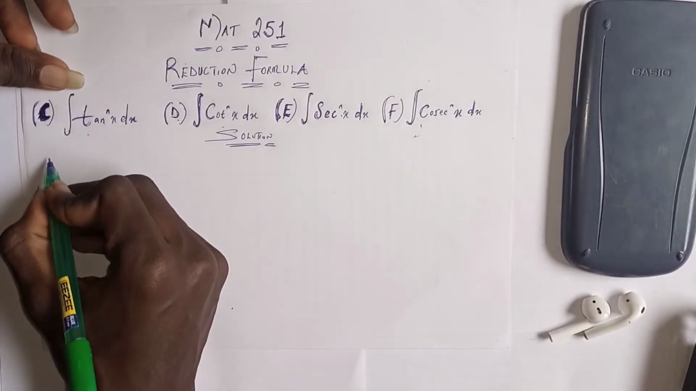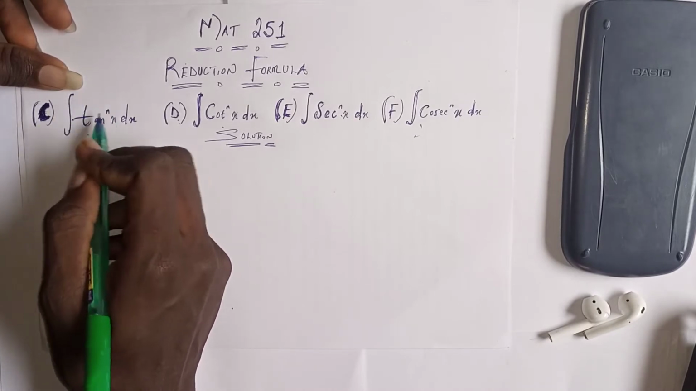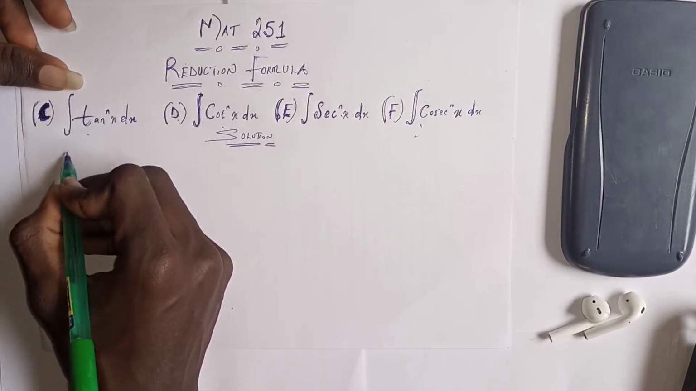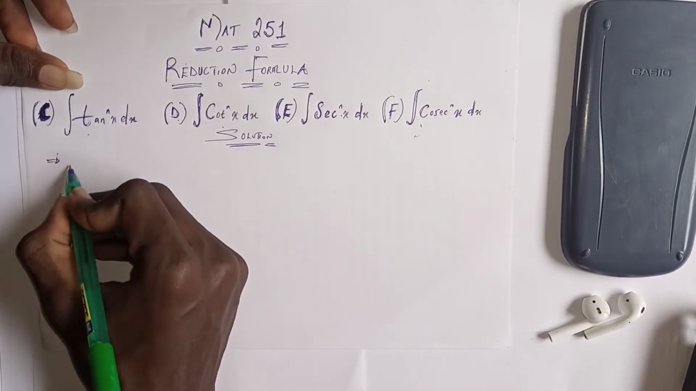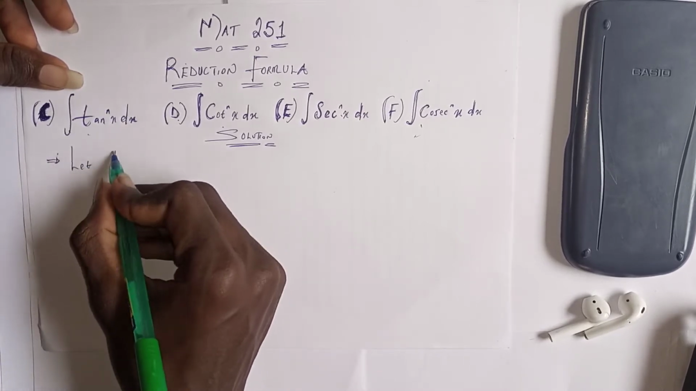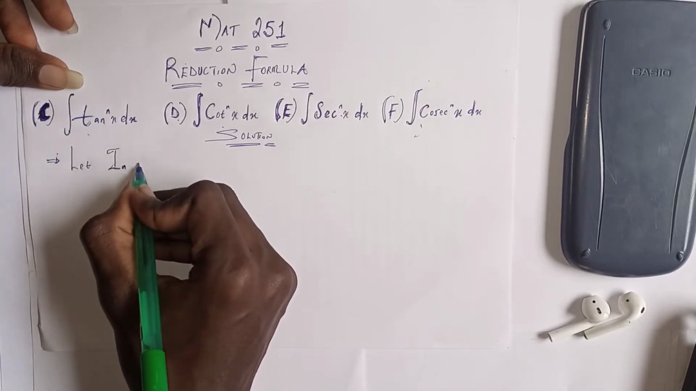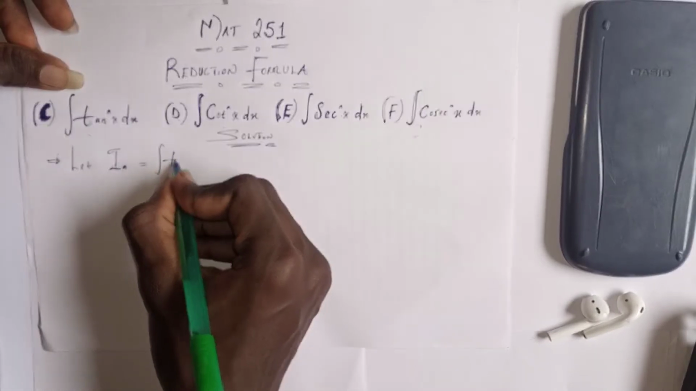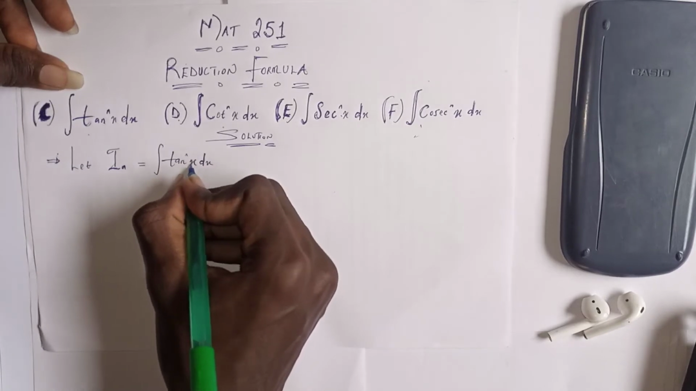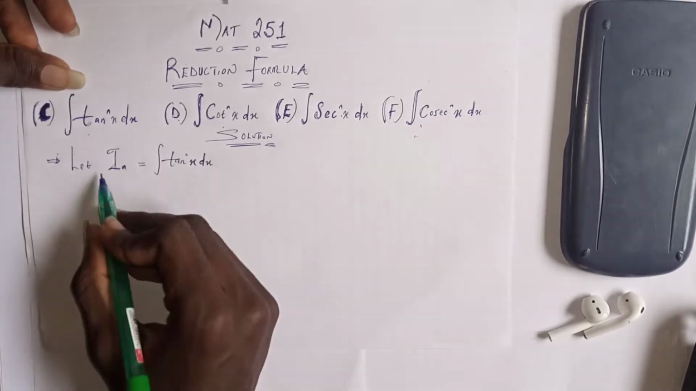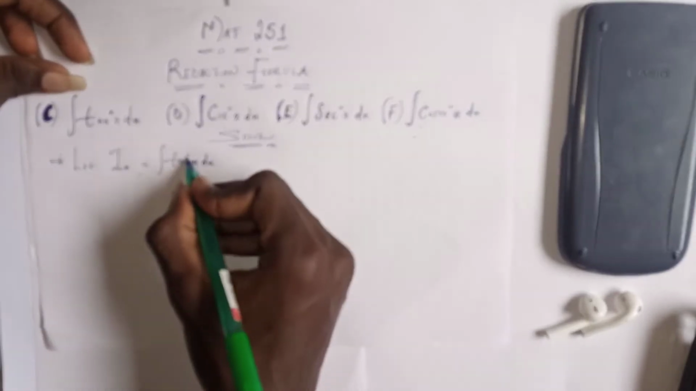Remember I said that to solve questions like this, or questions on reduction formula, the first thing you need to do is to make an assumption. Let I_n represent the integral of tan nx dx. So guys, this is what we have. Let I_n be equal to the integral of tan nx dx.